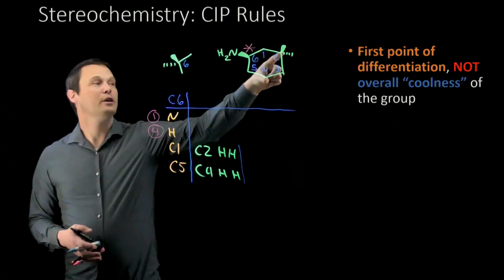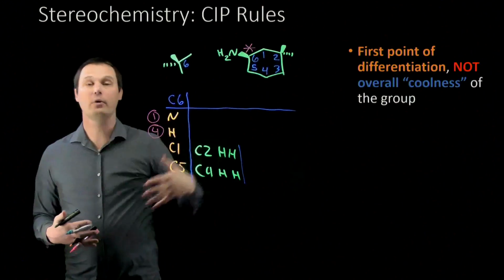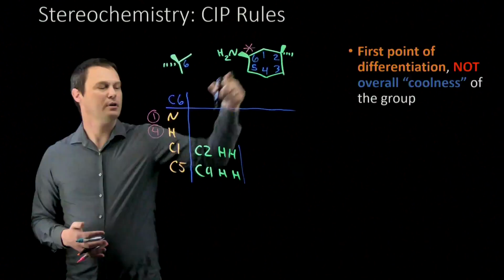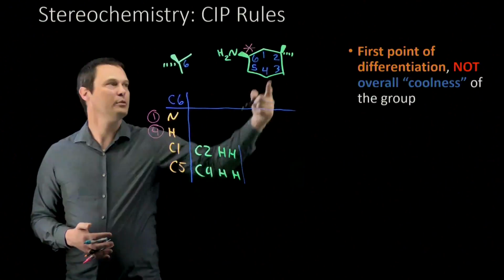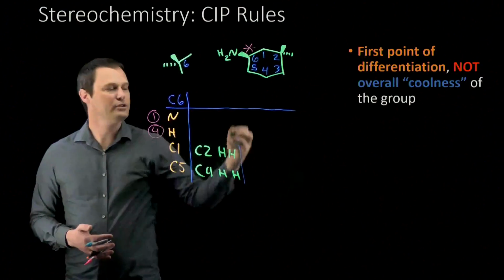So next we would go out to carbon number 2 and carbon number 4 and compare the next 3 elements attached to 2 and 4 and see if we can find the first point of differentiation. So we looked at the groups on carbon 6, the groups on carbon 1, now we're going to go out to the groups on carbon number 2. The next 3 elements immediately attached to carbon number 2 are carbon, wedge, dash, and carbon number 3.